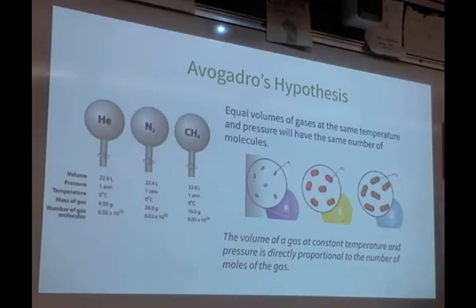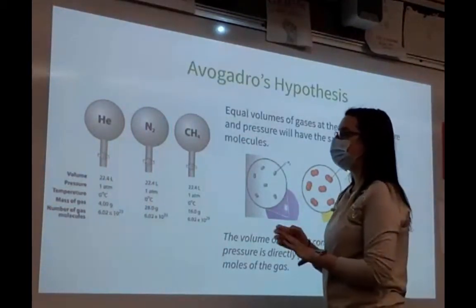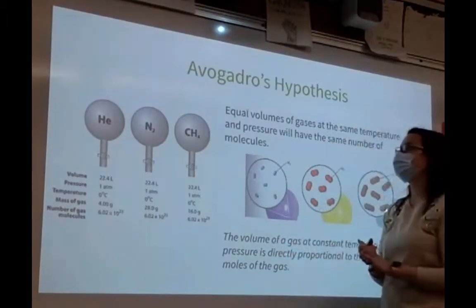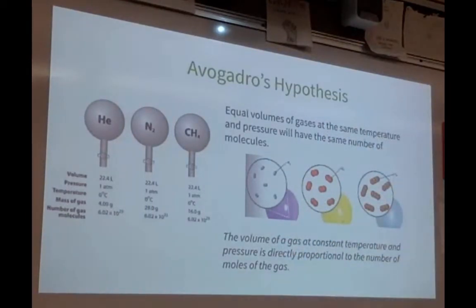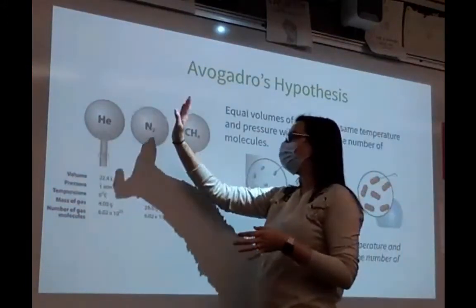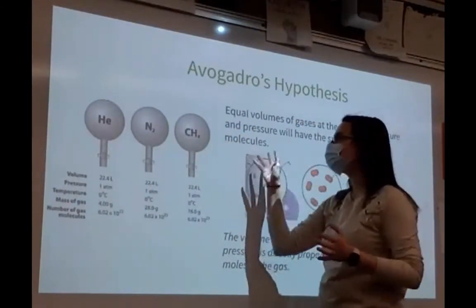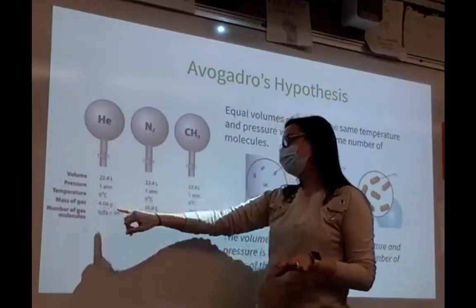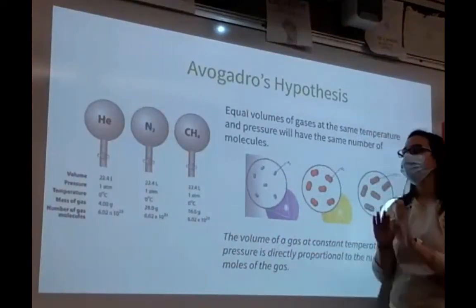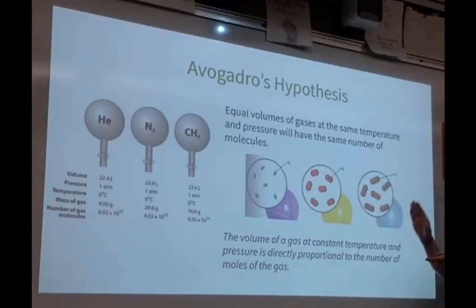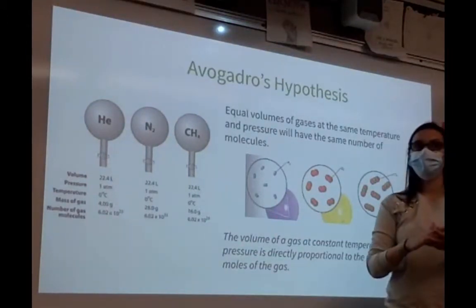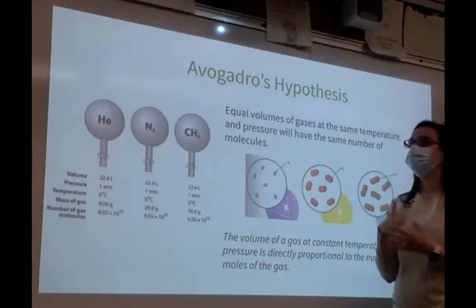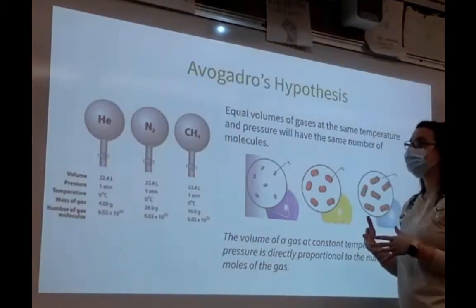Right, so if you have equal volumes at the same temperature and pressure, you're going to have the same number of molecules or the same number of moles, no matter what the gas is. So in this case over here, we have helium, nitrogen, and methane. 3 completely different gases. They have different molar masses. That doesn't matter. If they're at the same volume, pressure, and temperature, they have to have the same number of molecules or moles of a gas.